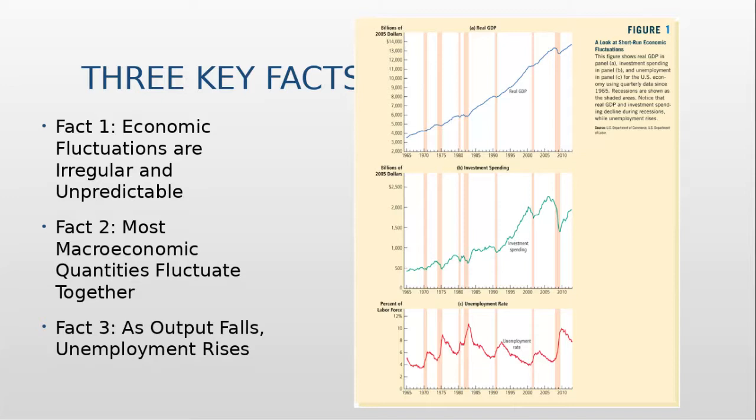But first, 3 key facts about business cycle fluctuations. Fact 1 is that economic fluctuations are irregular and unpredictable. Now, some might argue against this and say, well, if they're happening once every 10 years, maybe that means they are predictable. But actually, that mistakes a few things.